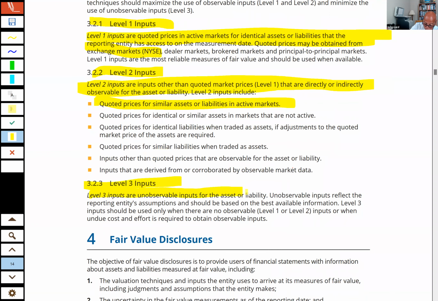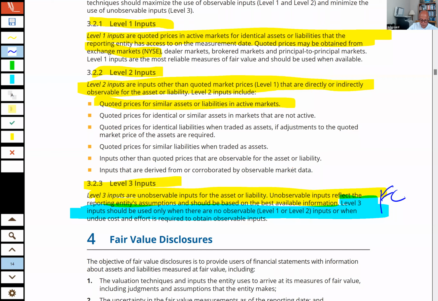And they call that unobservable inputs. It reflects the reporting entity's assumptions and should be based on the best available information. And you're looking at that and thinking, well, that sounds a little squishy. And you're right, your accounting instincts are right. So they tell us, only use level 3 if you can't find a good level 1 or level 2.